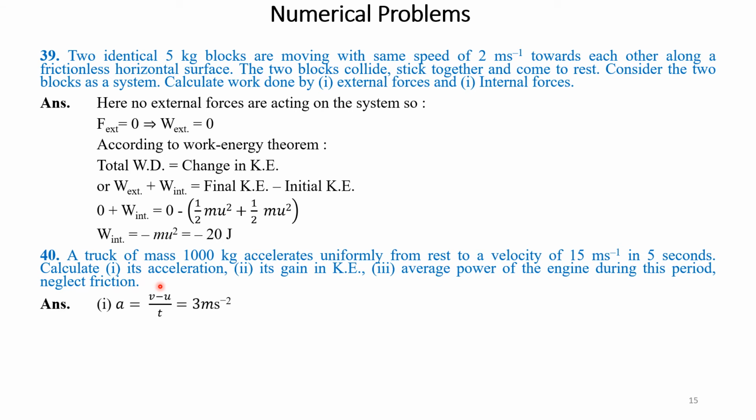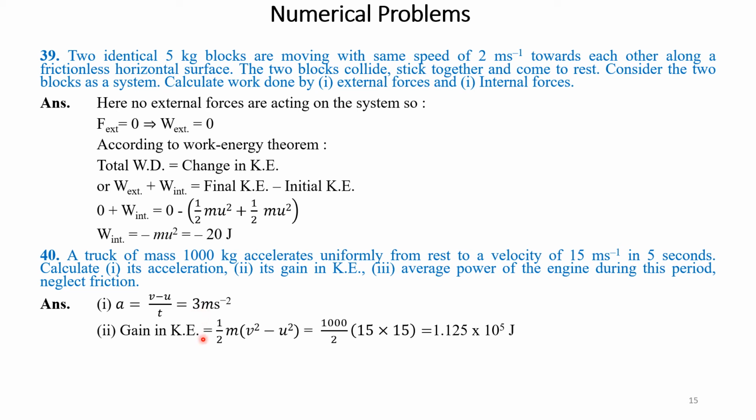Let us answer it. We know that acceleration is given by a is equal to (v minus u) by t, where a is the acceleration, v is the final velocity, u is the initial velocity, divided by time taken. So it is (v minus u) is 15 divided by 5. So it is 3 meters per second squared. That is the part 1.